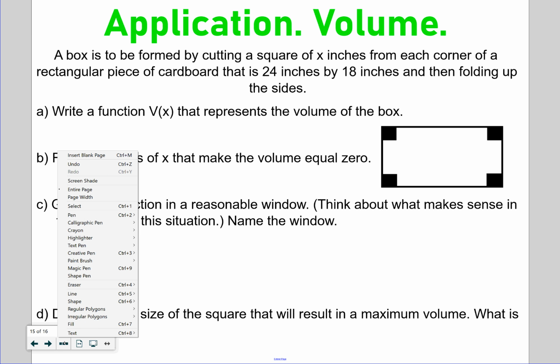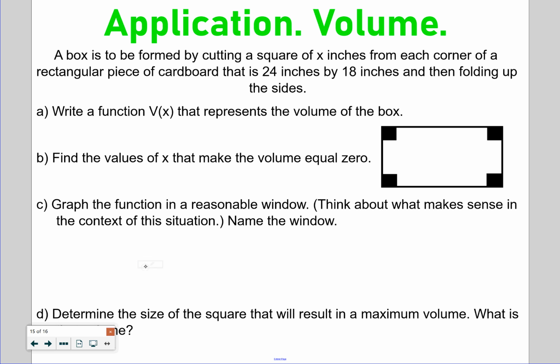Okay, our final problem today is a volume application. Here we have a box that's going to be formed by cutting a square X inches from the corner of a rectangular piece of cardboard, and the cardboard is 24 by 18, and I've drawn a little picture here for you. So it's 24 across, it's 18 up and down, and then each little square that's getting cut out is X by X. And then we're going to fold up the sides.